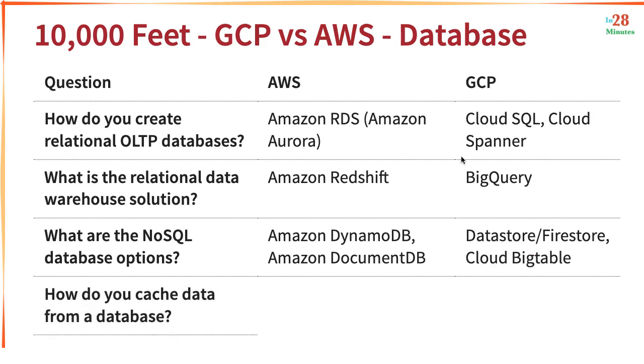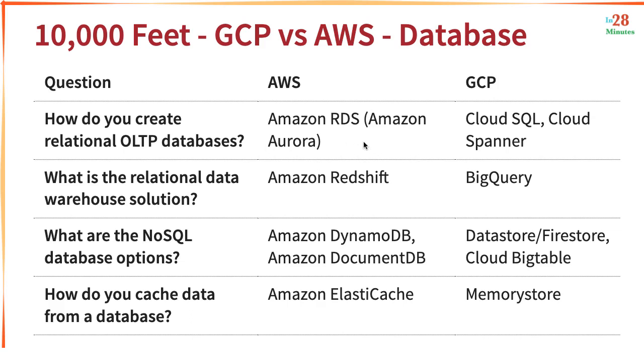The next database option, which is really a caching option: how do you cache data from a database? How do you do that in AWS? In AWS, we use Amazon ElastiCache. This supports both Redis and Memcached. A similar solution exists in GCP as well, which is Memorystore. Memorystore also supports Redis and Memcached. So if you want to reduce the load on the database by caching the information in an in-memory cache, you can go with Memorystore in GCP.